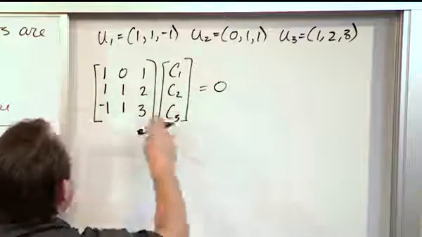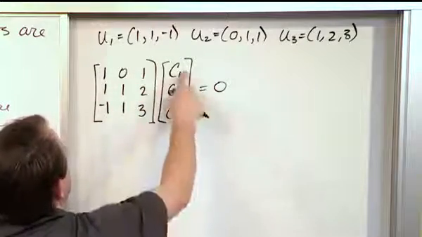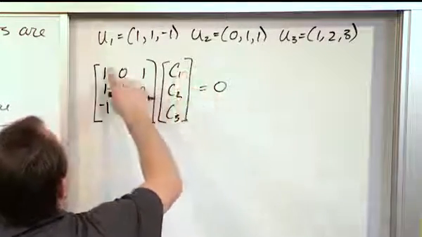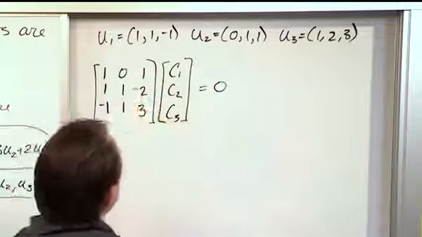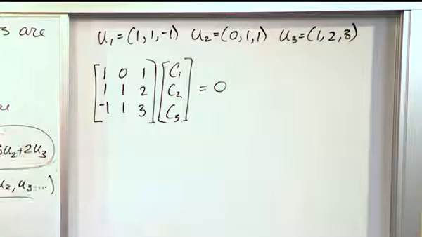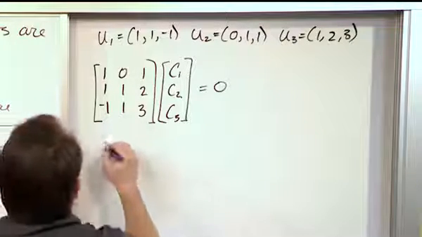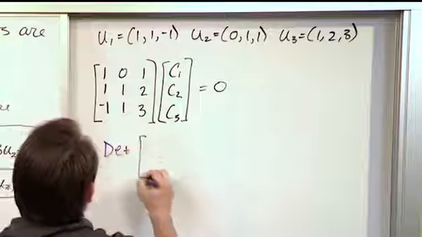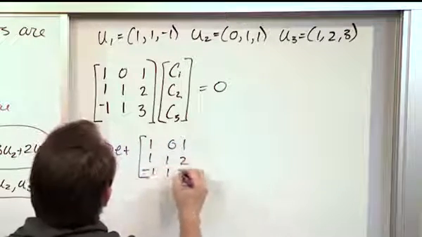Now you know that you've written it right because if you go across and down, across and down, across and down, the only thing multiplied by C1 is U1. The only thing multiplied by C2 is U2, and so on. So when you write it this way, you're guaranteed to set it up correctly. So what is the determinant of this matrix? 1, 0, 1, 1, 1, 2, negative 1, 1, 3.